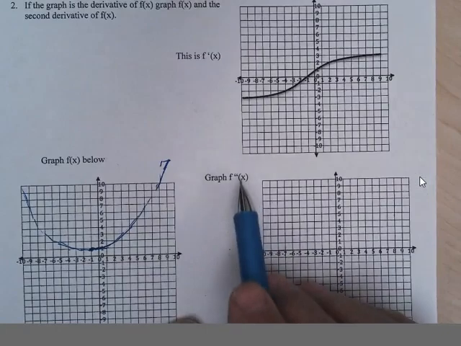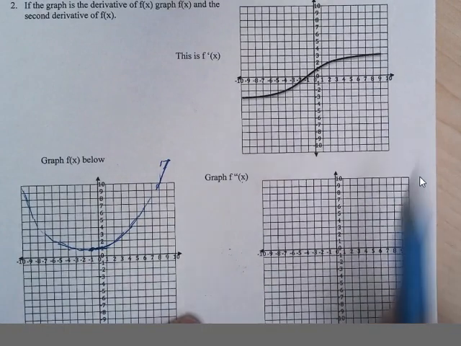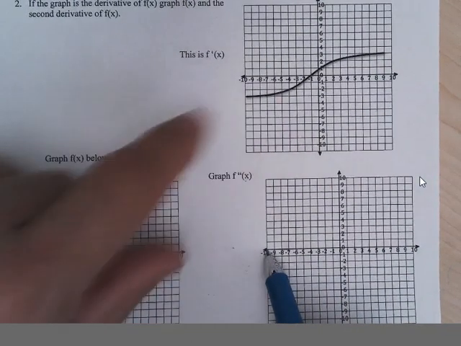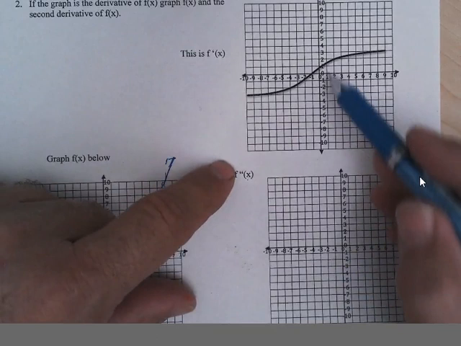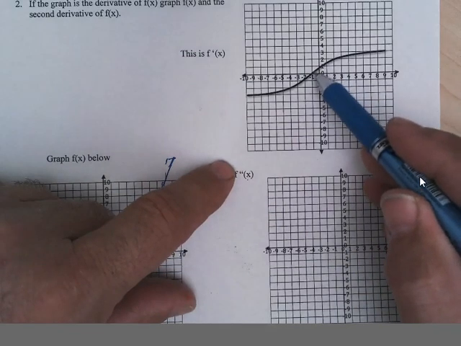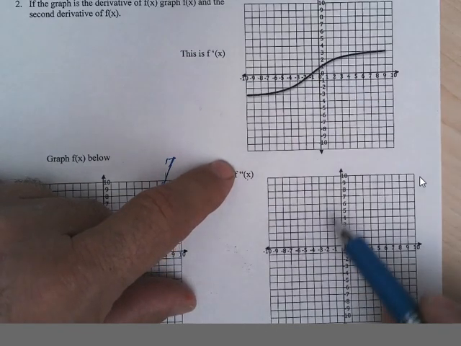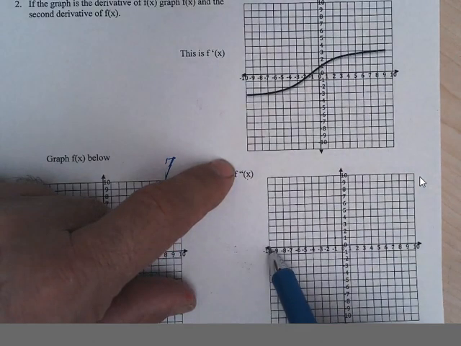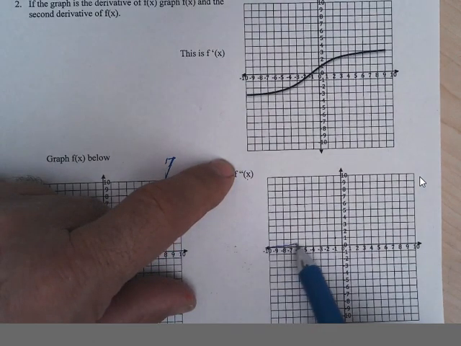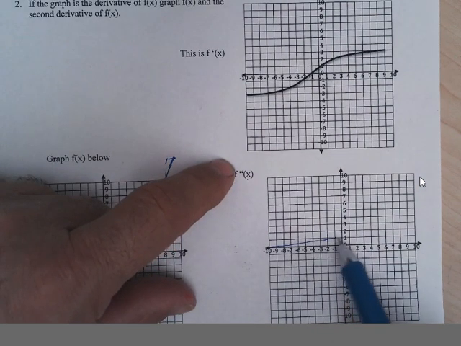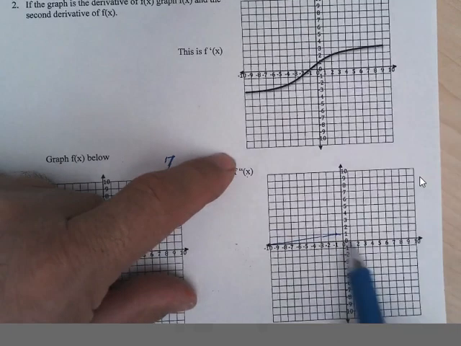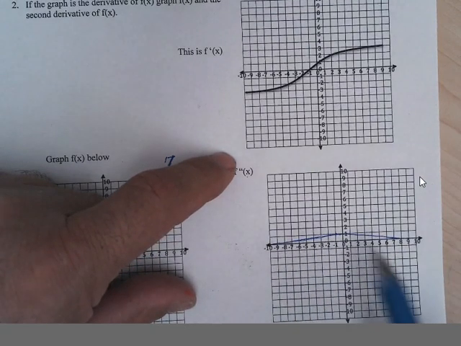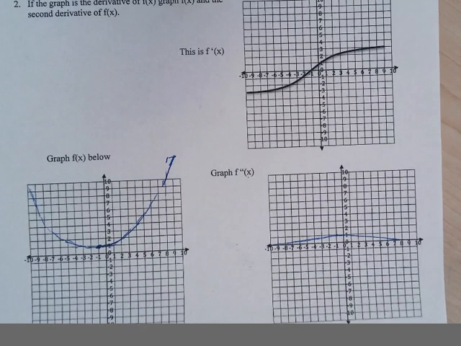All right, the second derivative is just the slope of this graph, which is close to 0, and then it gets to a positive, a little less than 1, but close to 1 here. So it gradually increases, and then it decreases back towards 0. And that's it.